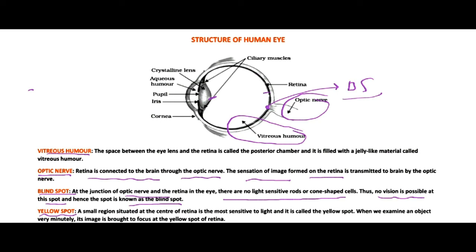Last is yellow spot. What is yellow spot? It is a small region situated at the center of the retina. Here. It is the most sensitive to light. When we examine an object very minutely, in that case, the image focuses on the yellow spot only.